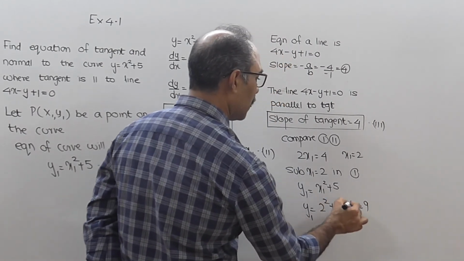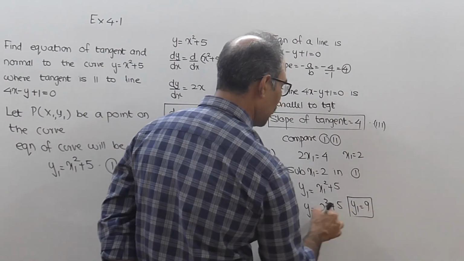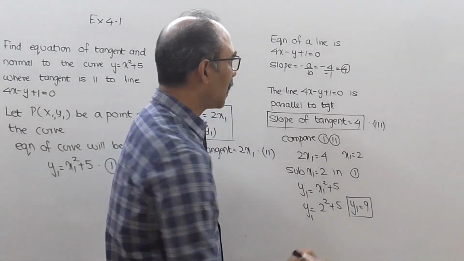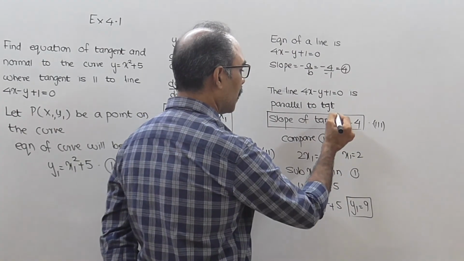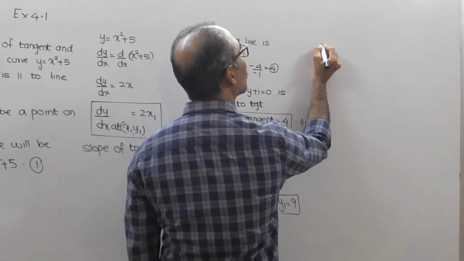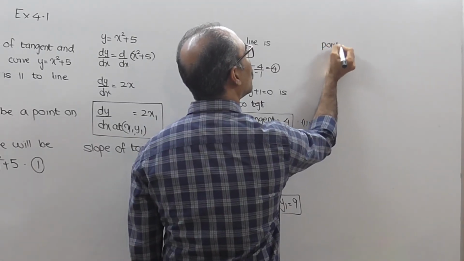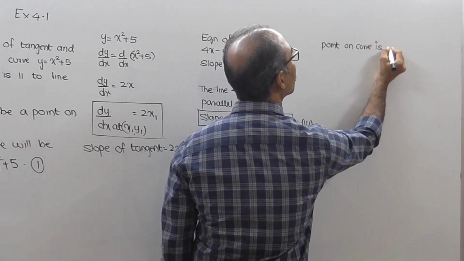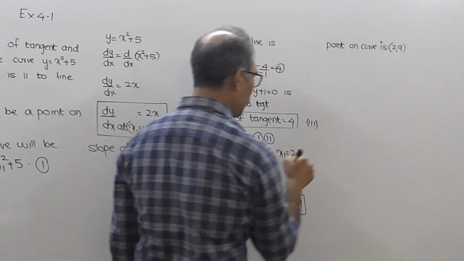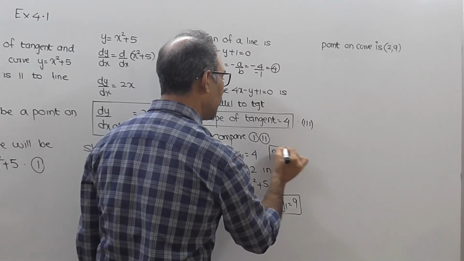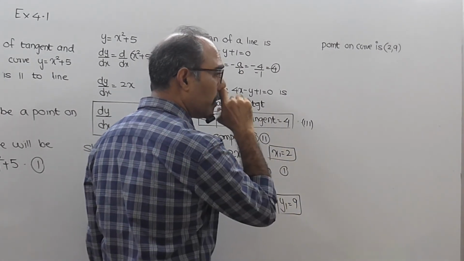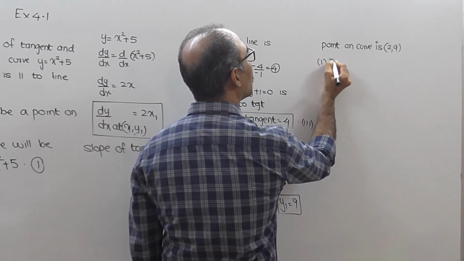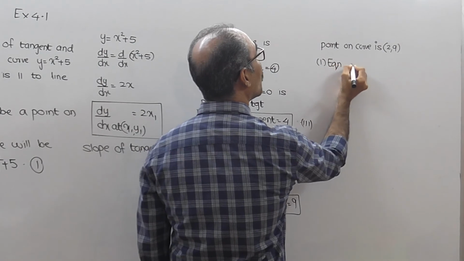Is this okay? 2 square is 4, 4 plus 5 is 9. Therefore, the point will be 2, 9. Therefore, the point on the curve is 2, 9, because x1 is 2, y1 is 9. Therefore, the point will be 2, 9. Now, let's first find the equation of tangent.